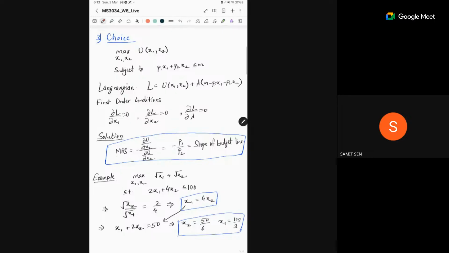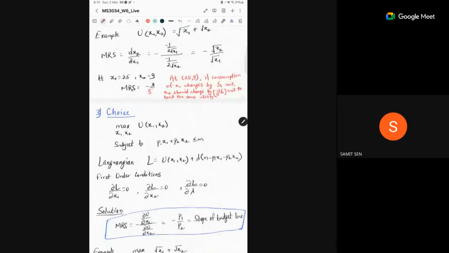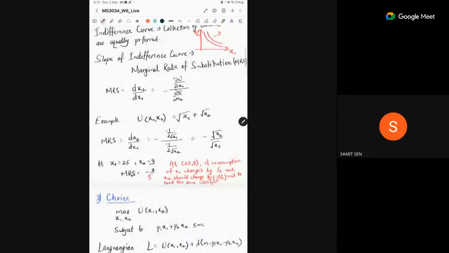So also, why MRS equal to... Hello. Yeah, why is further away from the origin always preferred? Because this is how the utility function is defined.